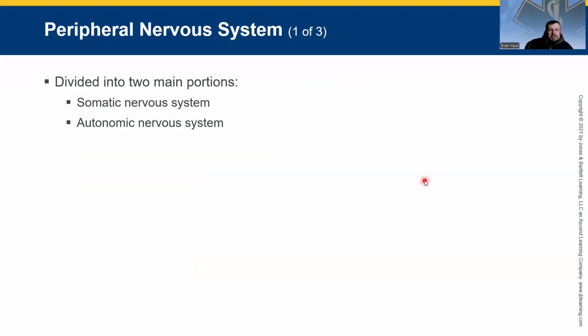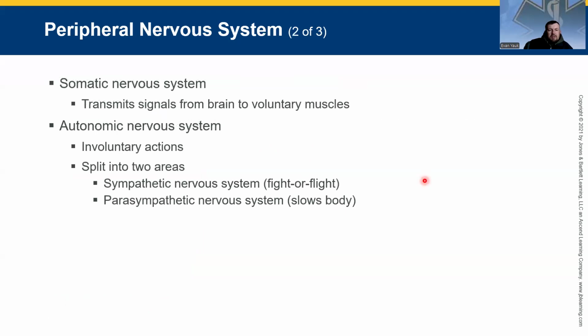Divided into two main portions, the somatic nervous system and the autonomic nervous system. The somatic nervous system transmits signals from the brain to the voluntary muscles. So this is what the voluntary muscles are, what we can control to move our arms, our legs, whatever. And then the autonomic nervous system is involuntary actions. It splits into two areas: your sympathetic nervous system, your fight or flight, and your parasympathetic nervous system, which slows the body.